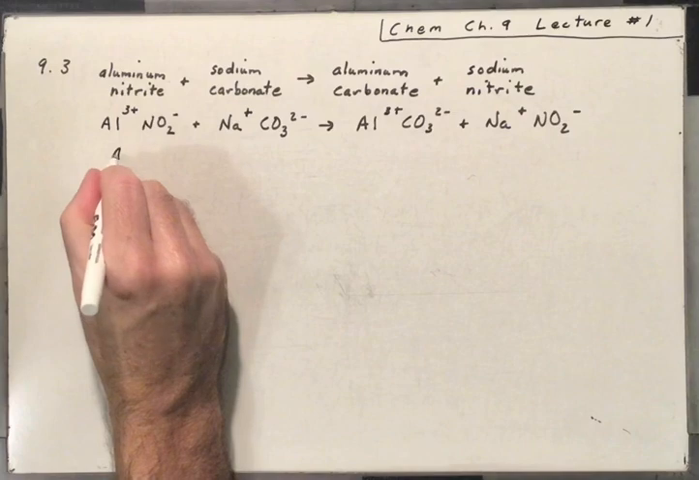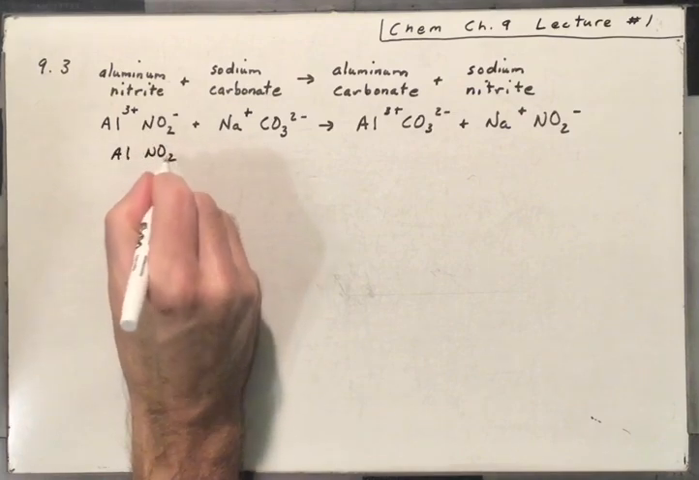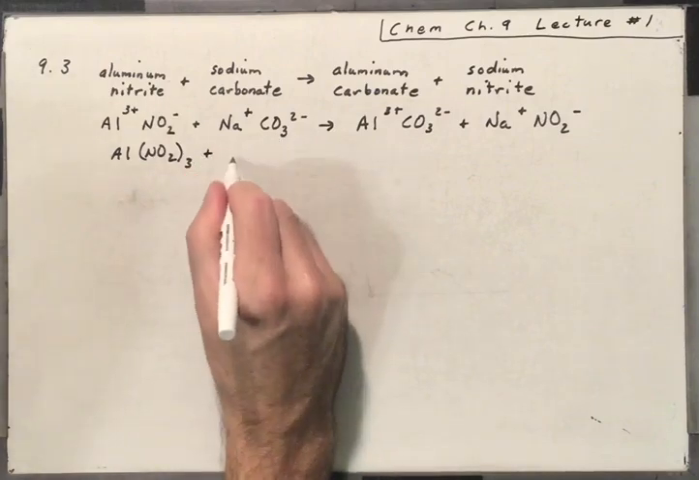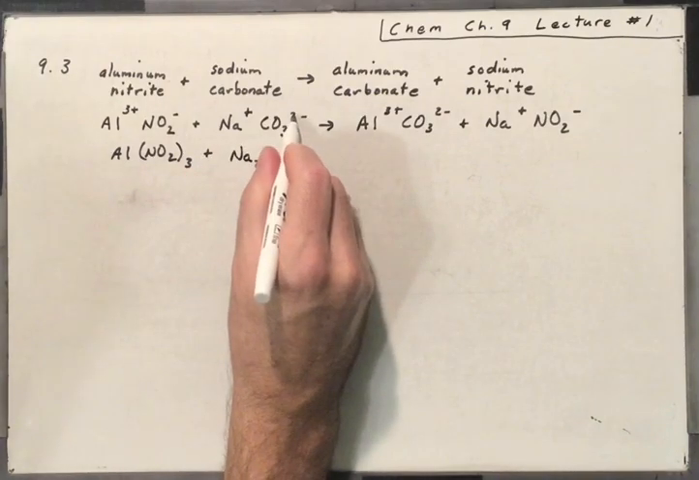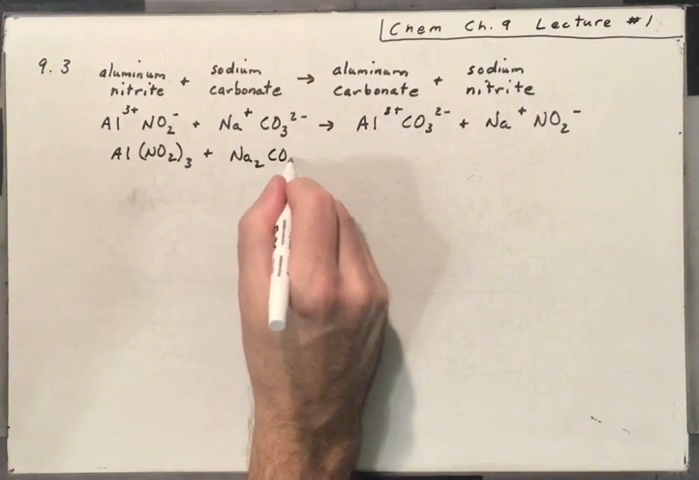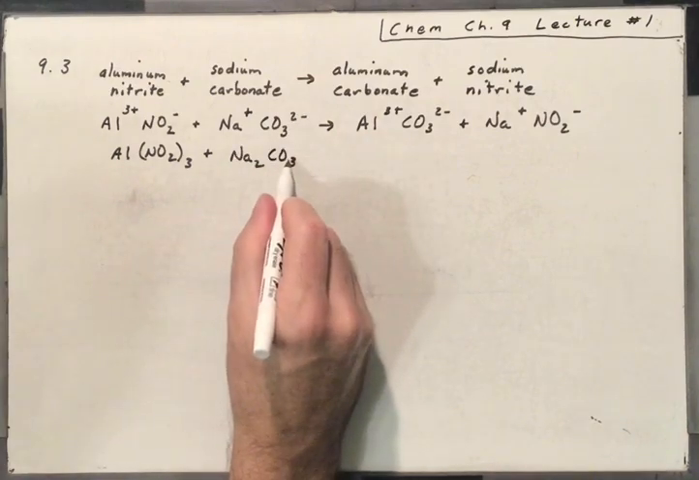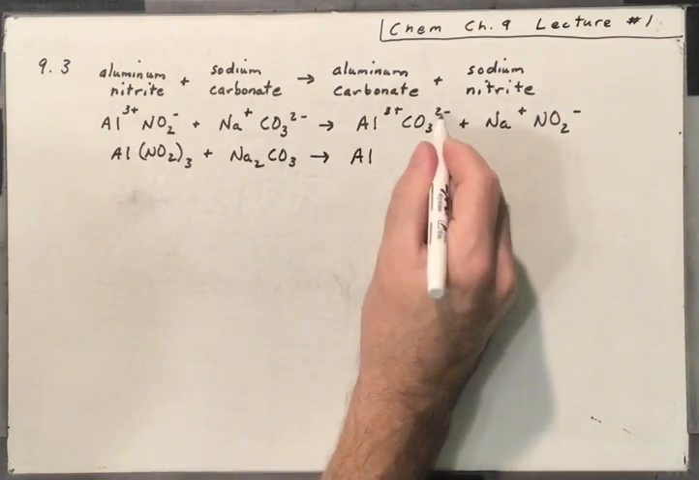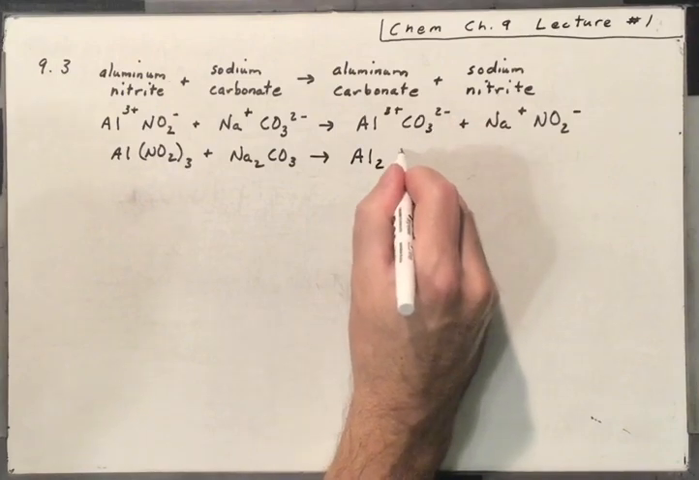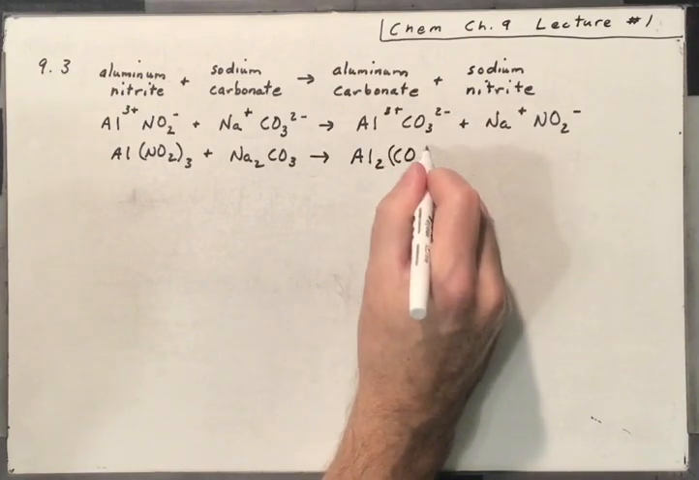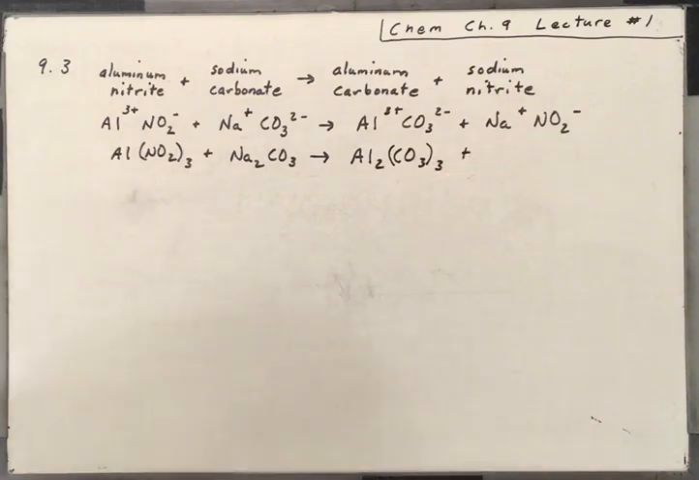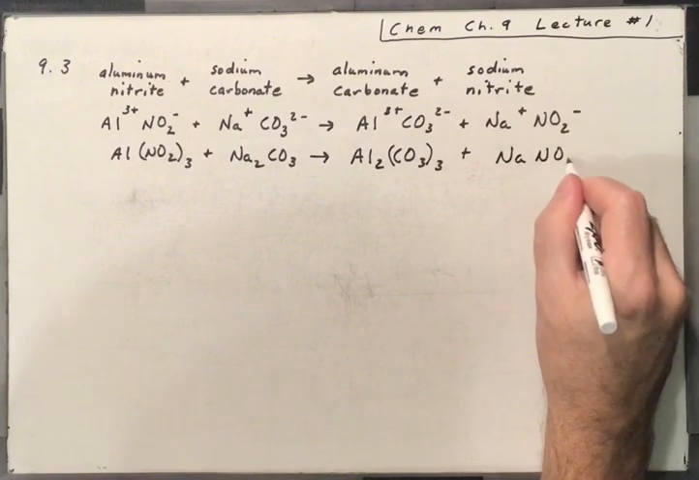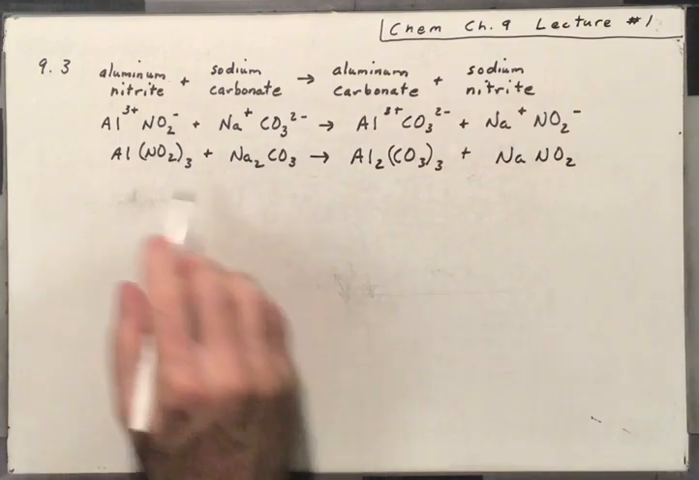So now we need to just put them together, bring that 3 down here and the 1 down here. We'd have Al, NO2, 3. And then Na2, because we're going to bring that 2 down here, CO3, because we need 2 sodiums to fill those 2 open slots in carbonate. And then after the big switcheroo here, it'd be Al2, CO3, 3. And then they're both 1, so we can drop it. It's just going to be Na, NO2.